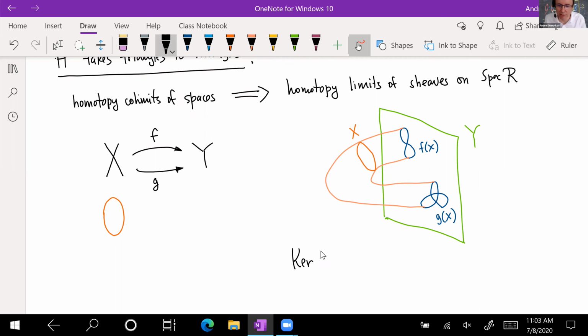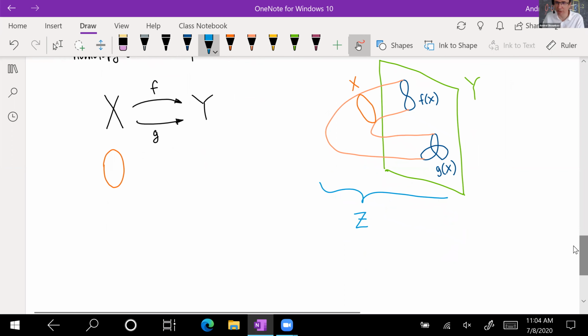So maybe this is my space. Let's call this space, I already used Z for something. More like a co-kernel. Yeah, right, that's right. So let's call this space Z now. This Z is different from before. Maybe before I should have called it omega or something.